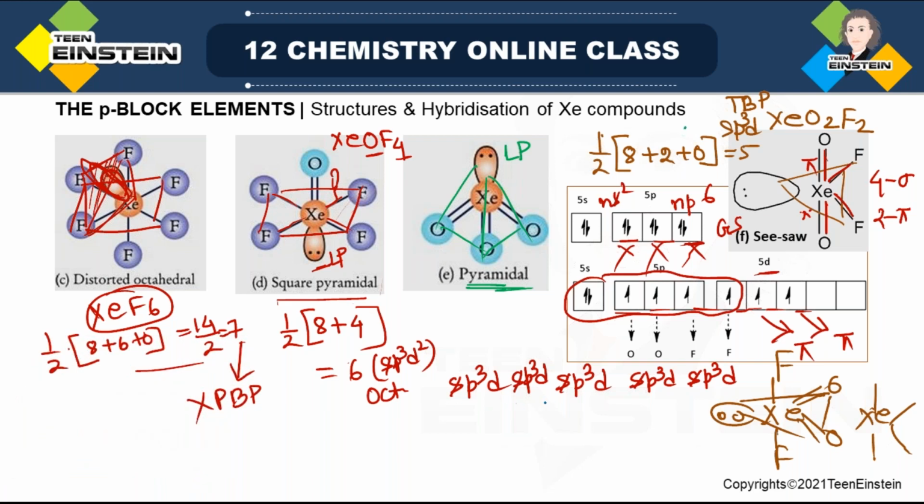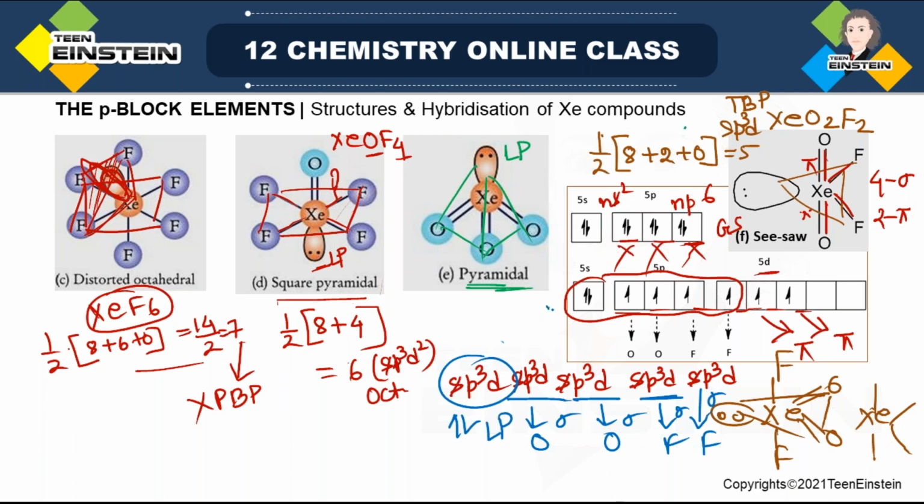If it is 5 sp3d, 4 sp3d will be used for bond formation, 2 with oxygen and 2 with fluorine, and these are sigma bonds. This last one will contain 2 electrons as a lone pair. So these 2 electrons are not part of hybridization, because whenever there is a pi bond, they are not part of hybridization, only sigma bonds are. So by writing the electronic configuration also, you can understand the hybridization. Any one of these methods can be used.